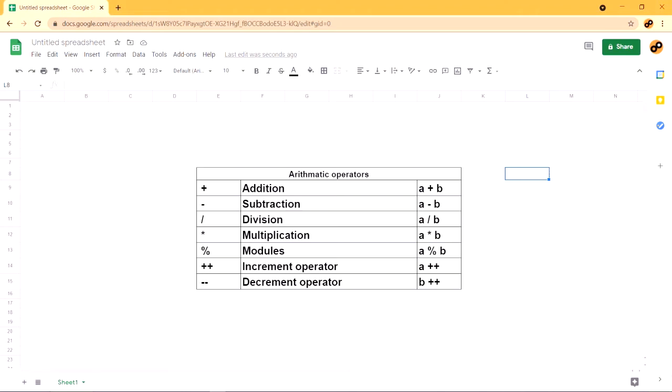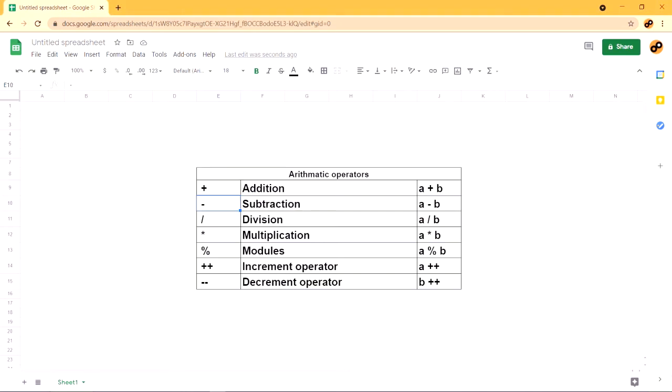There are mainly three types of operators. One is arithmetic operators, one is relational operators, and one is logical operators. In arithmetic operators, we have addition, subtraction, division, multiplication, modulus, increment operator, and decrement operator. What the addition operator plus sign actually does is, a plus b will add those both operands and give you the answer.